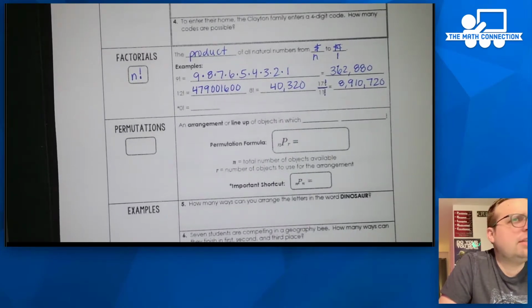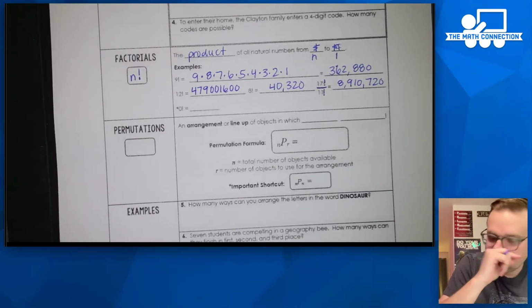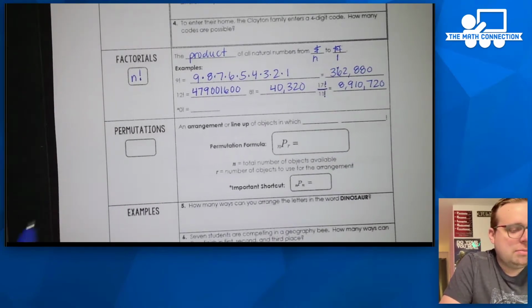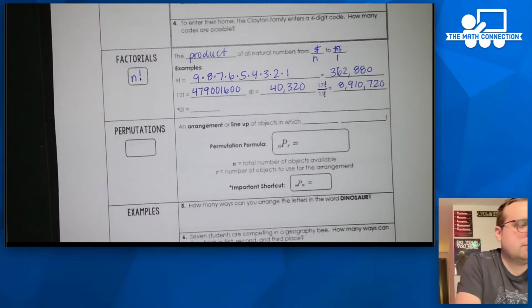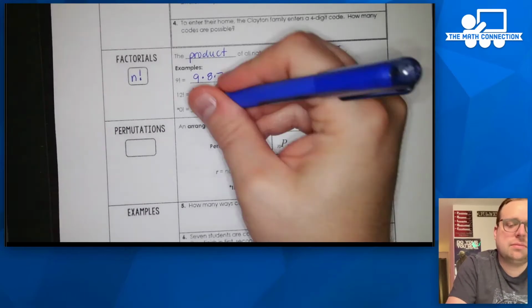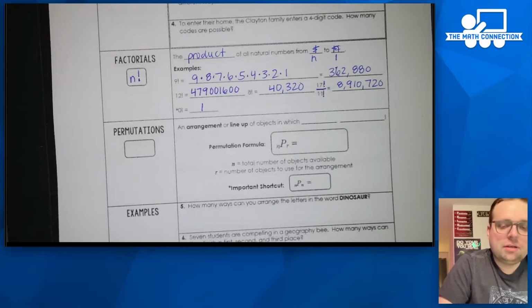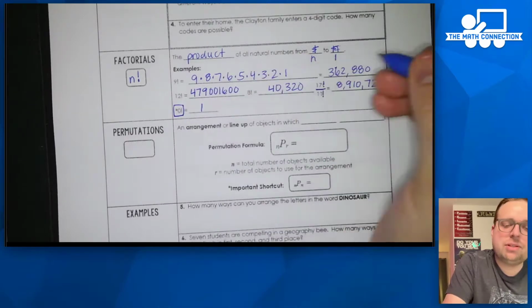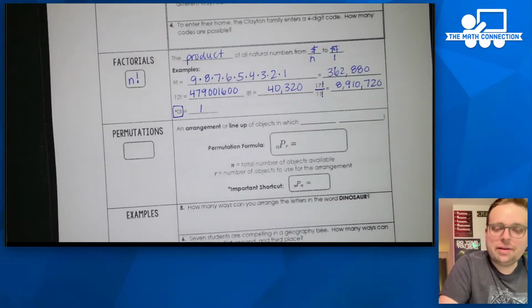Okay, the last example here is 0 factorial. So this is actually something that is just going to be equal to 1. Okay. So there's an asterisk here because 0 factorial is kind of like a special case and it always comes out to 1, okay? So just keep that in mind.